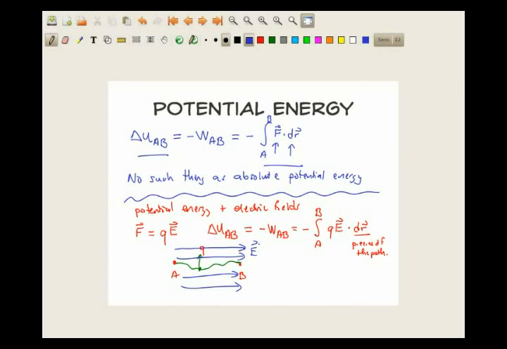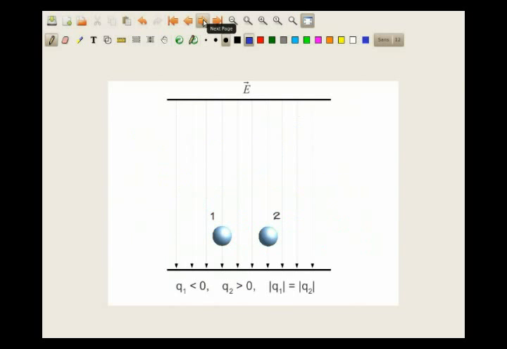Alright, here's the catch. Unlike in gravitation, where there's only mass, which is sort of the charge of gravity, in electric fields there are two charges. Mass is always positive, but electric charge can be positive or negative. So here's what I want you to think about.